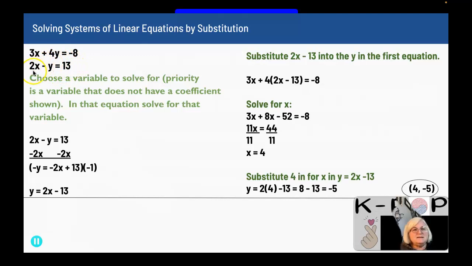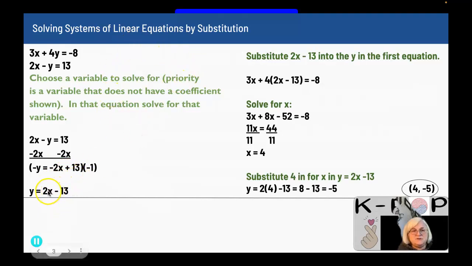So I'm going to take this second equation, 2x minus y equals 13. And I'm going to solve for y. So I'm going to subtract 2x from both sides of the equal sign. I get negative y equals negative 2x plus 13. I want a positive y, so I'm going to multiply through by the negative 1. That will give me positive y equals 2x, positive 2x, minus 13.